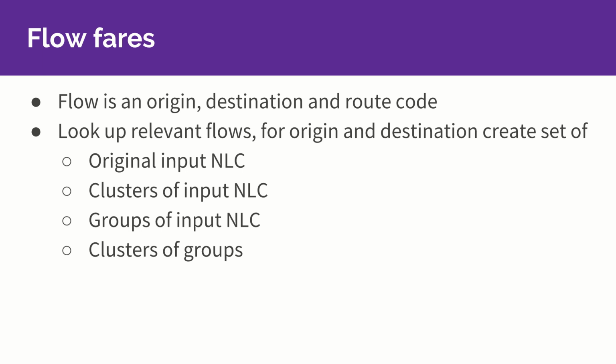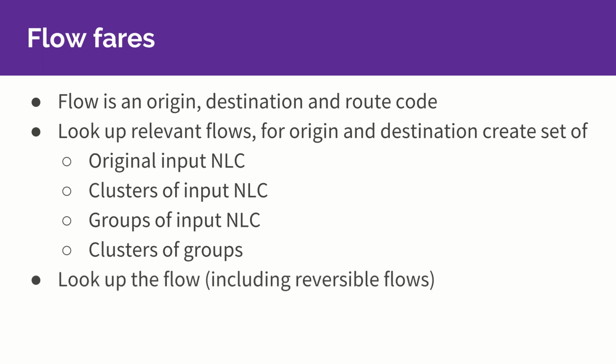Okay, so when your origin and destination is a cluster, you map it back to wherever that cluster came from. But if it's a group, then you keep that group, because it's perfectly valid to have a train ticket that goes to a group of stations. Anyway, it turns out that groups can be inside of clusters, so this makes your set of potential origins and destinations quite large sometimes.